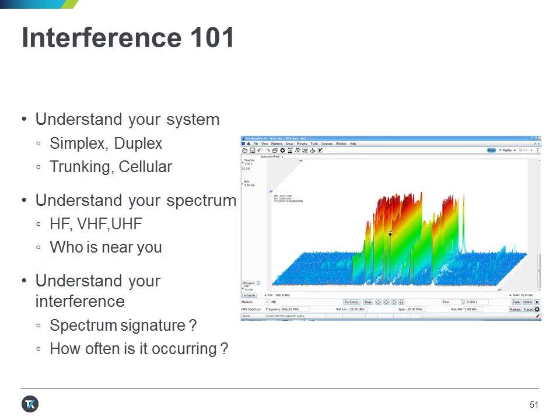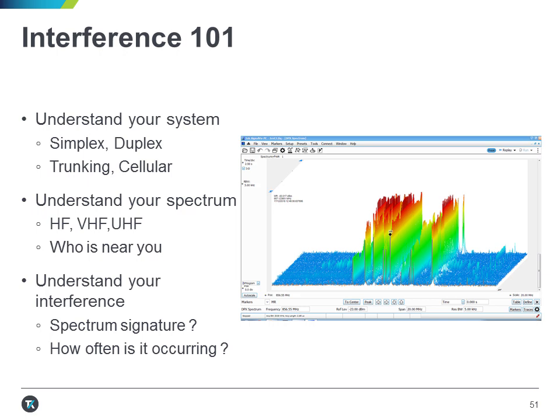Interference work is difficult. When we're trying to solve an interference problem, we need to have situational awareness. First, you need to understand our system. Is it a simplex operation, duplex operation, wide area, narrow area? What type of radio system are we dealing with? We also need to understand our spectrum. HF, VHF, UHF. Is it a co-channel system? Is it a non-co-channel system? Are there other systems nearby or sharing the same tower that are causing our issues?